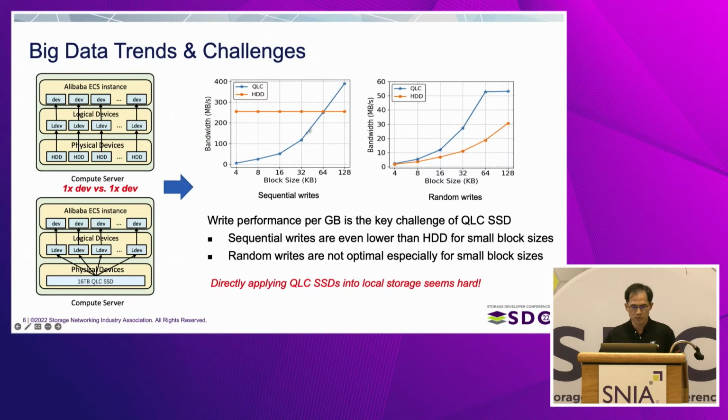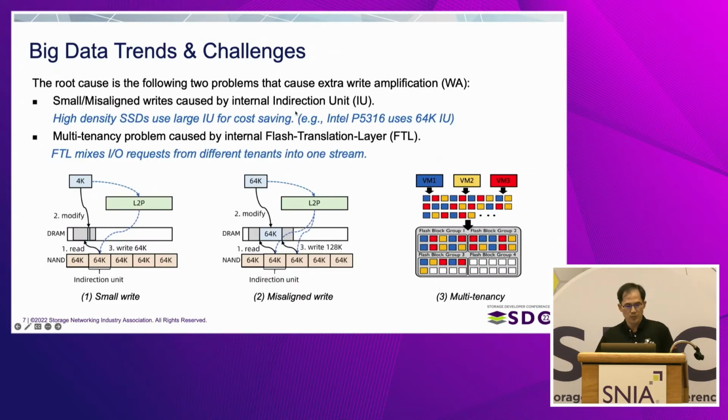As you can see from these two diagrams, the sequential writes are actually even lower than the HDD hard drive for small block sizes. And for random writes, it's also not optimal, especially for small block sizes. That means directly applying QLC SSDs to local storage seems hard, as it's not what we hoped for. So what might cause these two problems? We analyzed and found that the basic cause is extra write amplification. There are two problems that cause this write amplification.